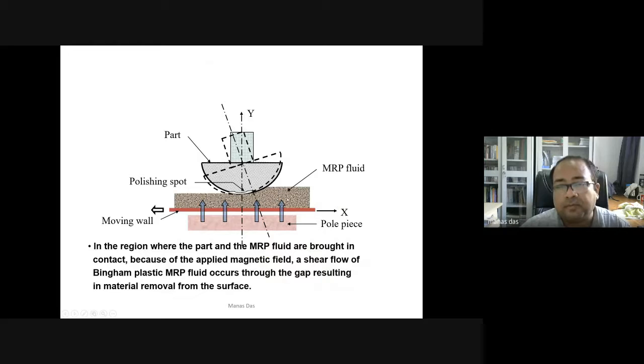The fluid is passing over the disc from right to left. Here you can see the magnetic field is applied along this direction, so chain structures form like this in the perpendicular direction. This is the convex lens, which is rotating, and there is also a certain kind of dwelling motion. So this fluid is sheared, and here a very small spot is generated. Because of the shearing only, the finishing occurs here in the MRF process.